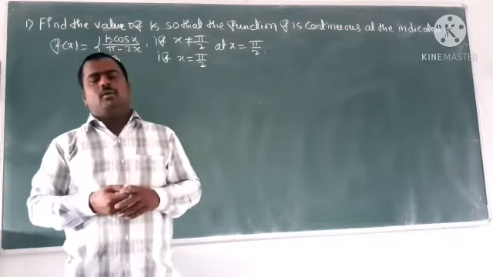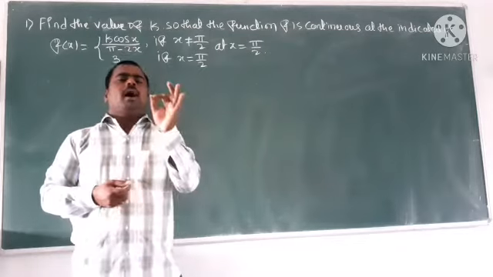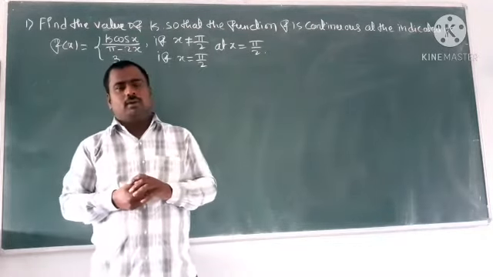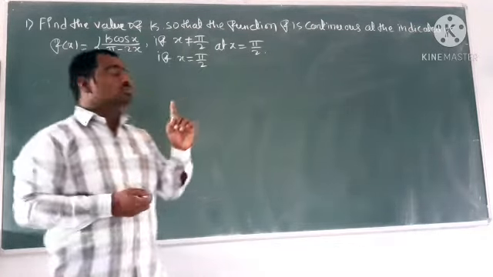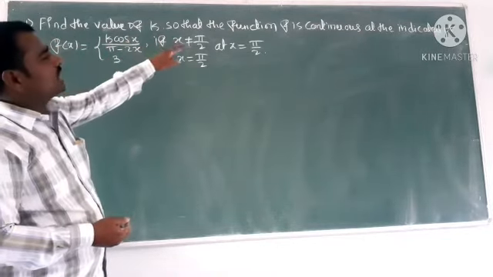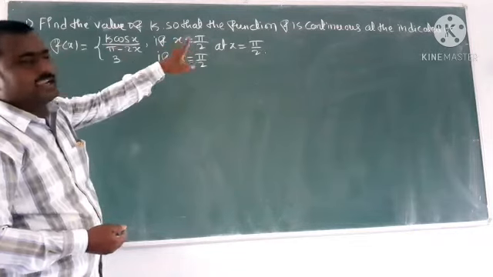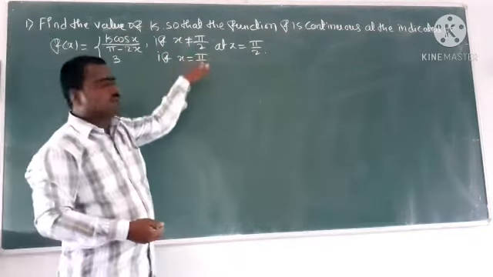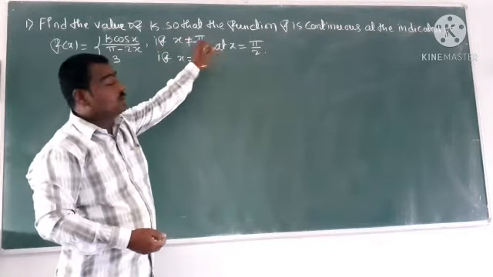Here is another important problem: how to find out the value of K. Let us discuss how you are going to take it. Find the value of K so that the function f is continuous at the indicated point. Indicated point means the points that are given.